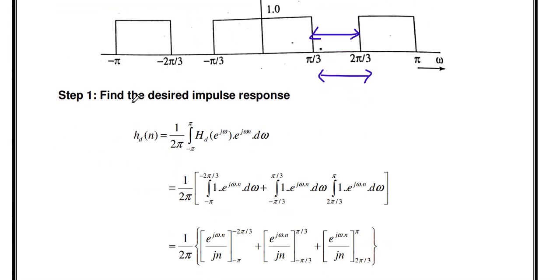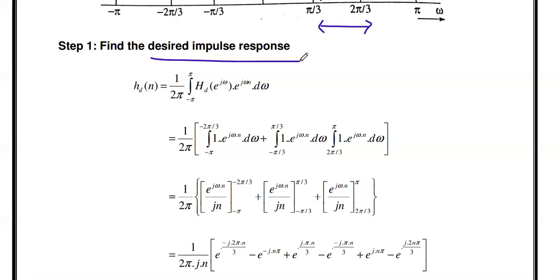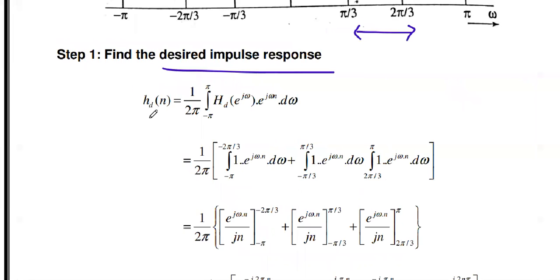You already know the procedure. The first step is to find the desired impulse response using the formula. The desired impulse response HD of n is equal to 1 by 2 pi integration over minus pi to pi of HD of e power j omega times e power j omega n d omega. In that, you just substitute the value of HD of e power j omega over the limits.